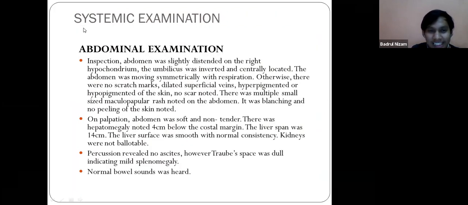Okay. So for the systemic examination, abdominal examination on inspection, the abdomen was distended, mainly on the right hypochondrium. The umbilicus was inverted and centrally located. The abdomen was moving symmetrically with respiration. Otherwise, there was no scratch mark, dilated superficial vein, hyperpigmentation or hypopigmentation of the skin, and scar noted. However, there were small multiple size maculopapular rashes noted on the abdomen that were blanching and not associated with any peeling of the skin. On palpation, the abdomen was soft and also non-tender. However, there was hepatomegaly noted, which is 4 cm below the costal margin. The liver span was about 14 cm.